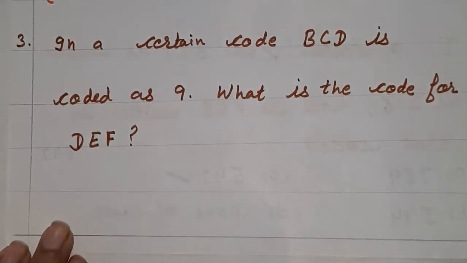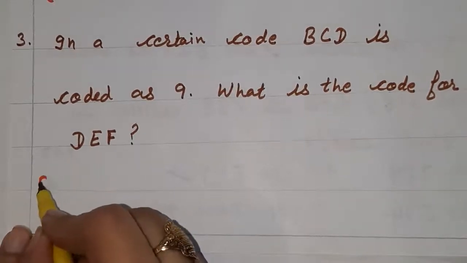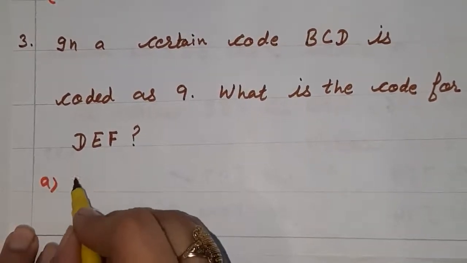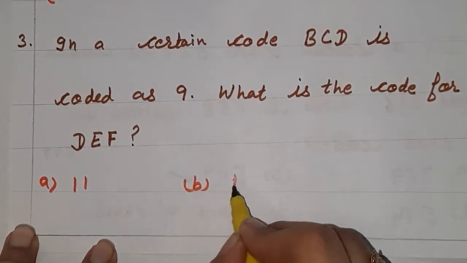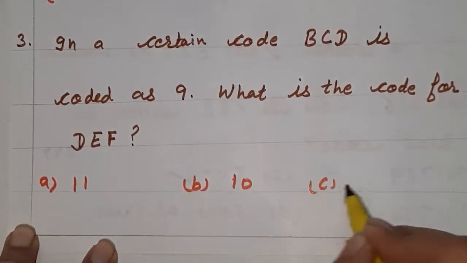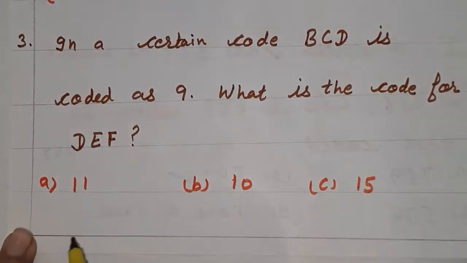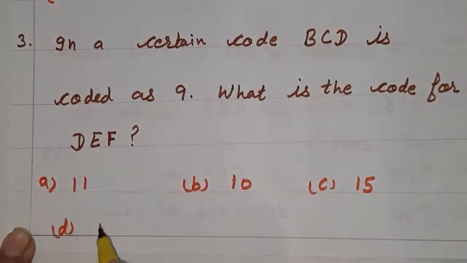And your options are A 11, B 10, C 15 and D none of these.